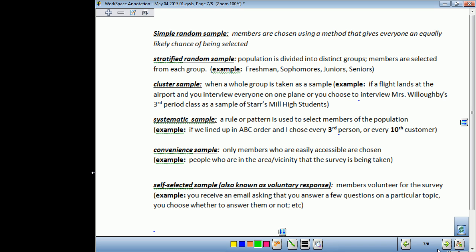Convenient sample. Only members who are easily accessible are chosen. So that's like if you just interview the people around you. It's going to be skewed. Self-selected, also known as voluntary response, is where members volunteer for the survey. So you receive an email asking you to answer a few questions on a topic, and you can choose to answer them or not. Like every time I call in to customer service, it'll say, would you be willing to take a brief survey at the end of this call?